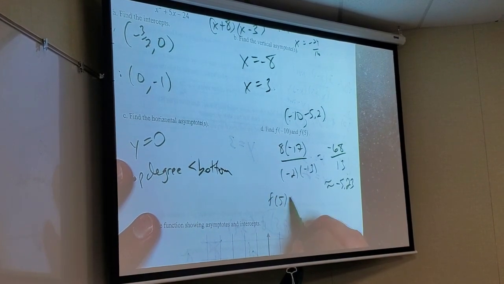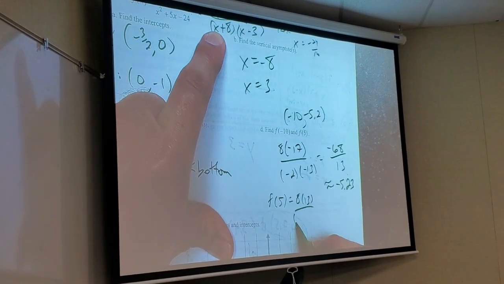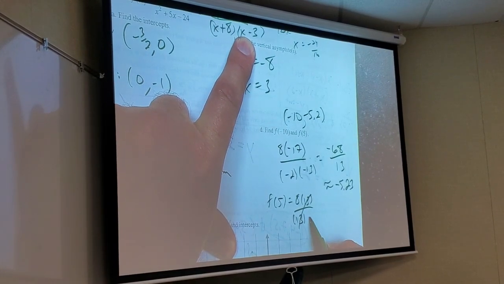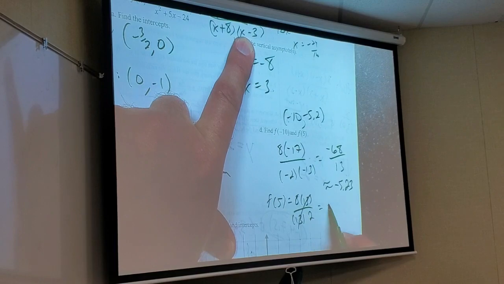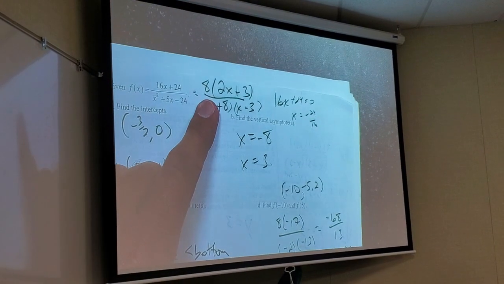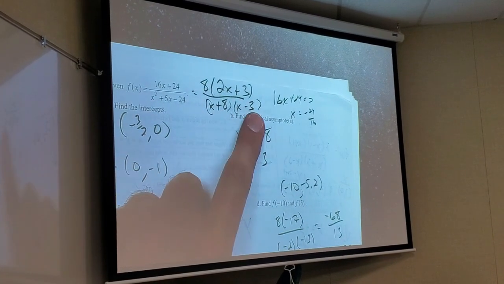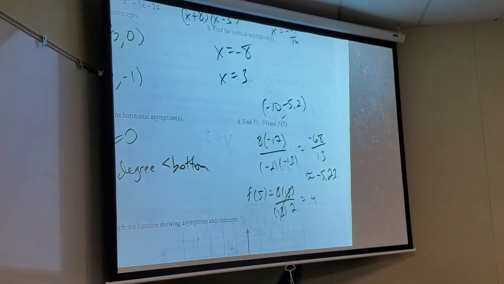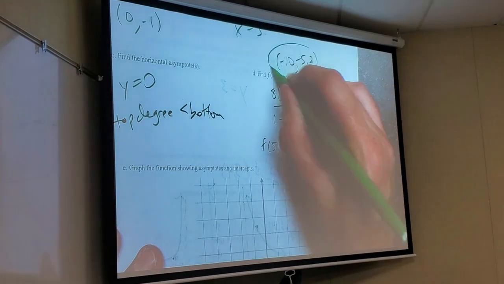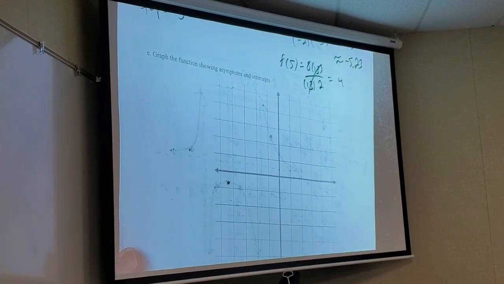F of 5 is going to be 8 times 13 over 13, times 2, I believe, which is 4. Double check me on that. I don't trust myself today. If I plug a 5 in, 8 times 10 plus 3, that's 8 times 13 over 13, so the 13s cancel, times 2. So you get 4. Okay, so it also goes through the point (5, 4). Now take a minute and try to set that up on the graph.